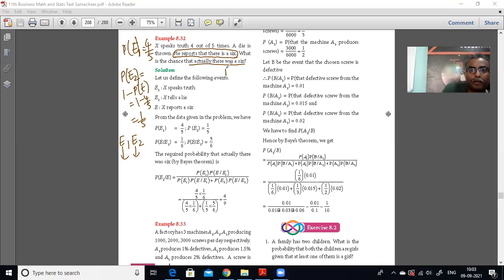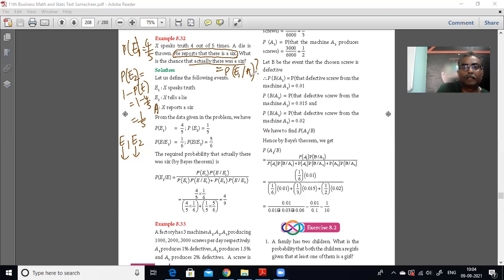So we are going to find out P of E1, he speaks the truth. Okay, E1, E2, that there was a 6. So he spoke the truth, and instead of E, let us take this as A. Okay, P of E1 given A. A is he actually reports a 6. That's an arbitrary event. So we have to find out there was a 6.